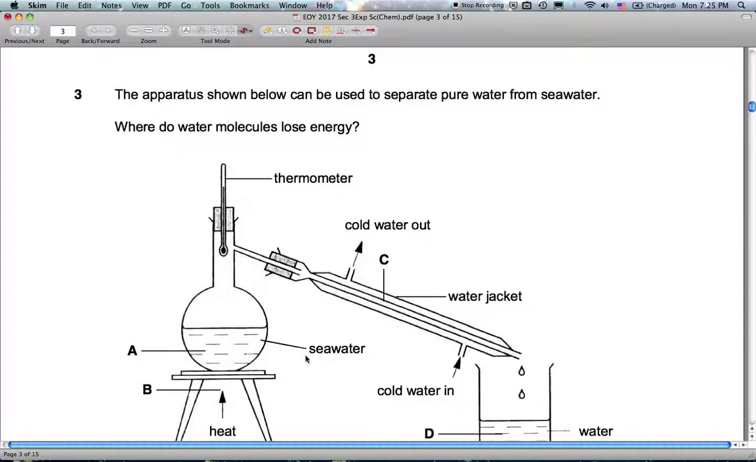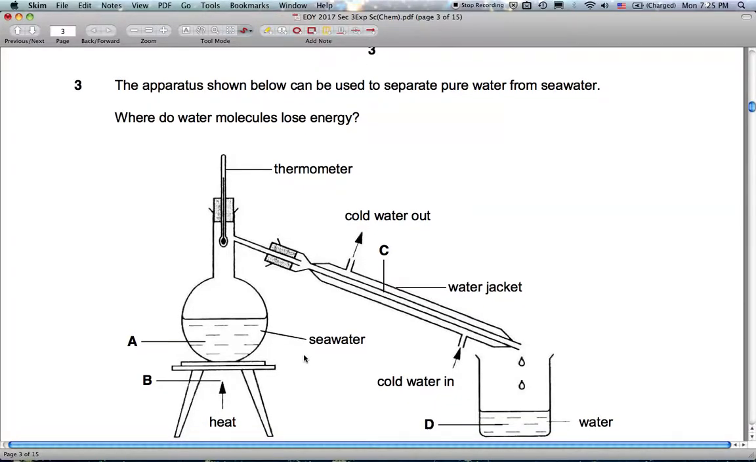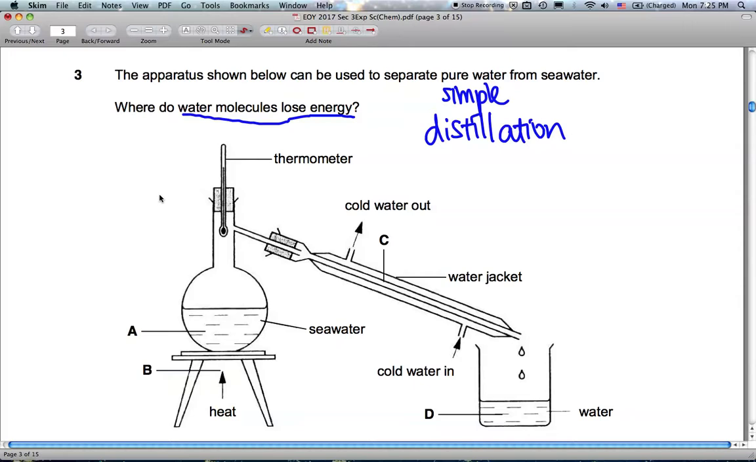Alright, moving along. Question number 3. The apparatus shown below can be used to separate pure water from seawater, and where do water molecules lose energy? So this is a distillation setup. Simple distillation. And where do they lose energy? So it is where it actually condenses, from vapor, from gaseous state to a liquid state. Okay, so the answer in this case is C.